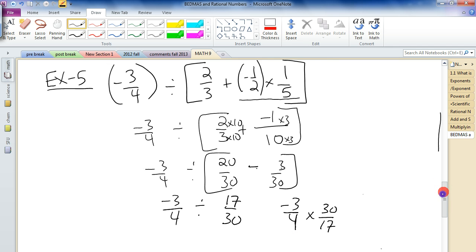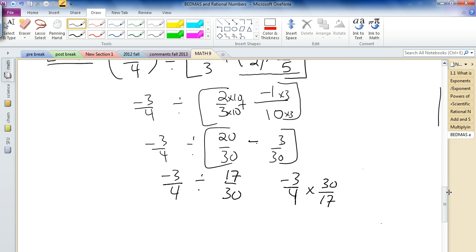Now here we see if we can cross cancel, which we can, not with the 3 and 17, but we can with the 4 and the 30. 2 goes into both those numbers. 2 goes in here twice, goes in there 15 times. Negative 3 times 15 is negative 45. Again, negative, positive, signs different. And then 2 times 17 is 34.